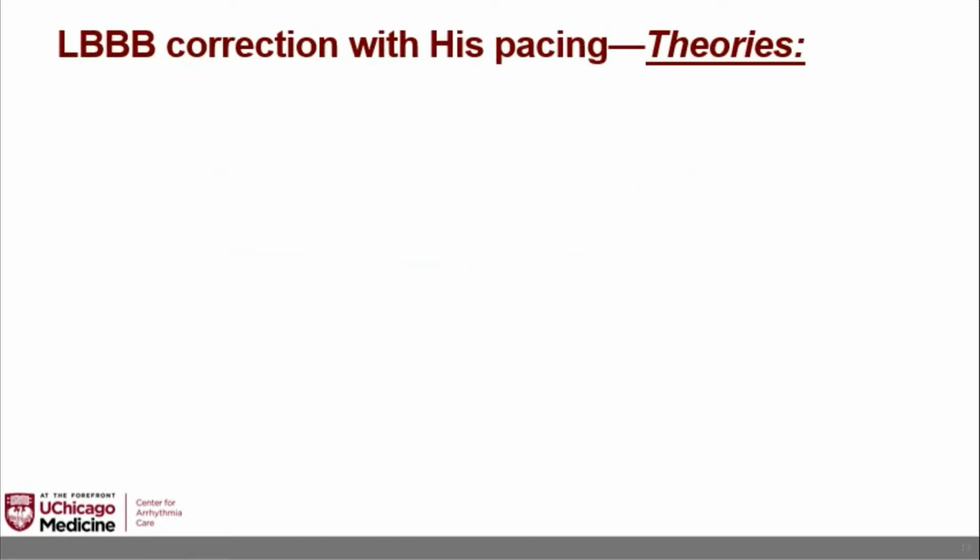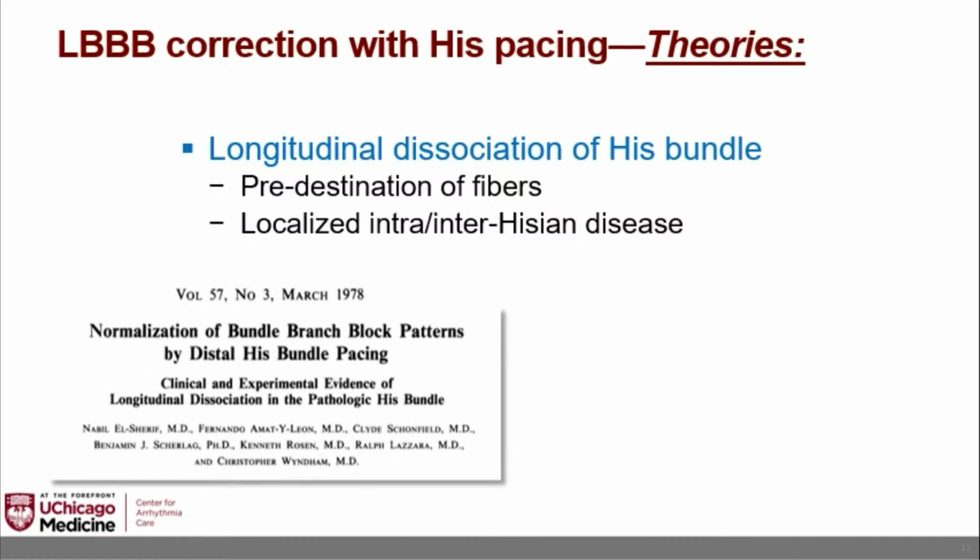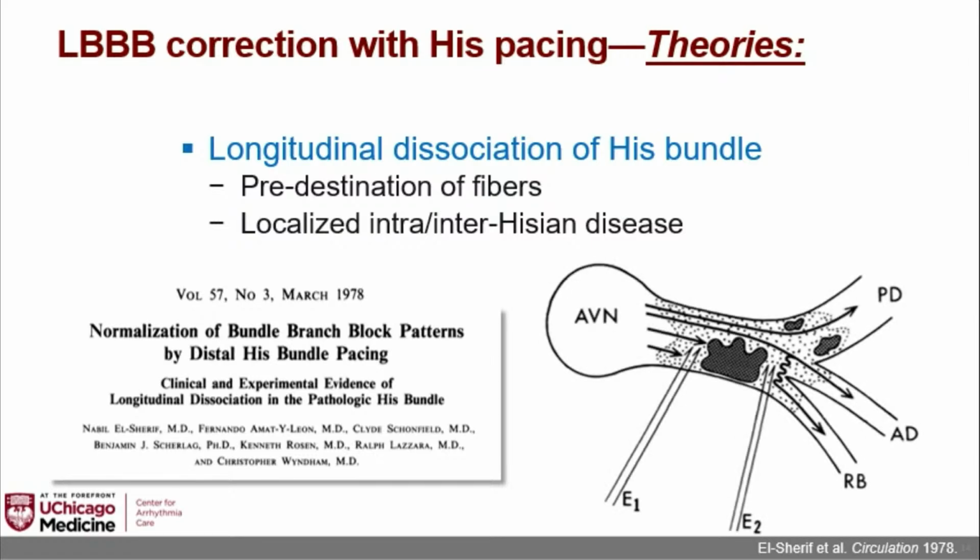This raises a more fundamental question, which is what is left bundle branch block? Is it due to the longitudinal dissociation of the His bundle? Are there predestined fibers, in which case we should see intra- or interhisian disease? This concept was first put forth in work in 1978 by El-Sharif and colleagues, who argued that delay at the His bundle was the cause of left bundle branch block, and this could be corrected with His pacing.